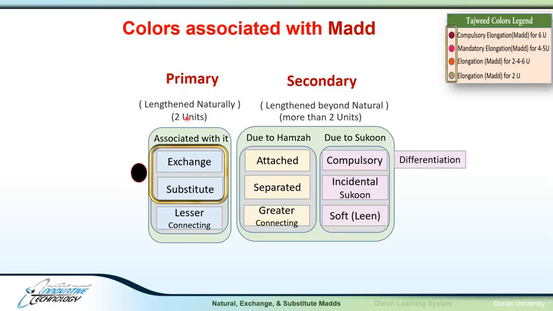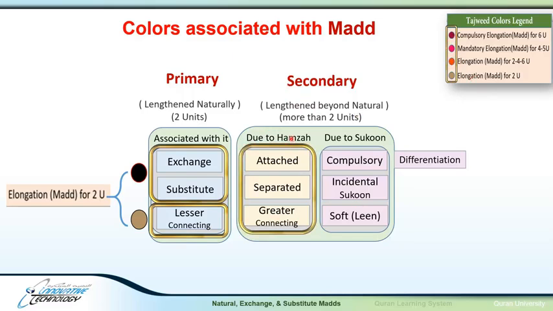One more type of med is also associated with the primary. It is the lesser connecting because it is extended for the same period of the primary, which is 2 units. So if you see a vowel written in black or brown, you should elongate it for only 2 units. Now, anything other than that, these 3 colors would be secondary med.